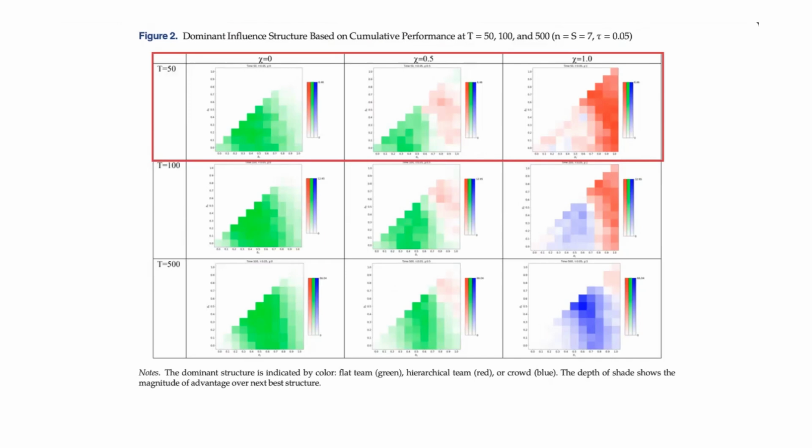As I mentioned, the first observation is on the top right, where t equals 50 and x equals 1. We see that the hierarchical team won, and we want to talk about why. It even won a proportion in the slightly longer t equals 100 and x equals 1 scenario.